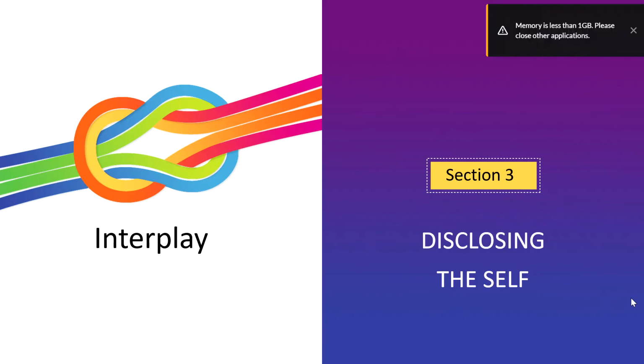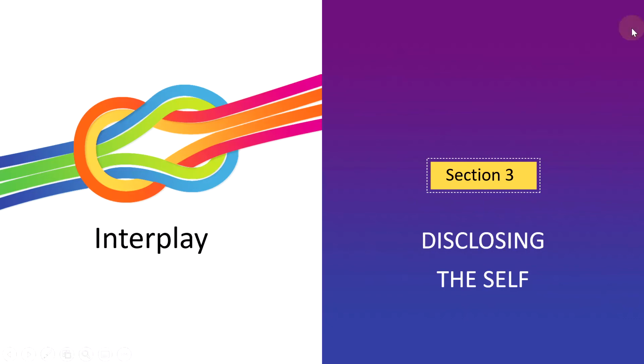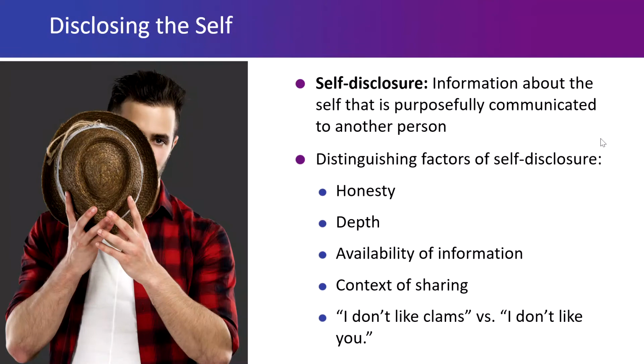This next section is going to look at the idea of when we choose to let people know more information about us, called disclosing the self, or self-disclosure. There are 2 kinds of self-disclosures. One is where we tell someone something. We choose to share information of our own volition. The other is when someone asks us a question and we have to decide, are we going to be honest or are we going to choose alternatives?